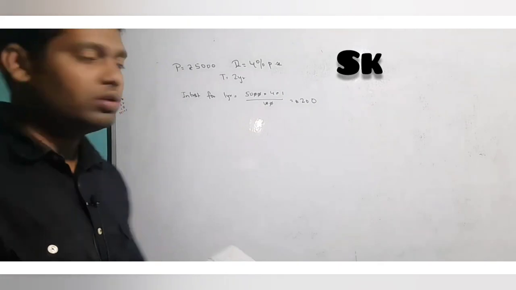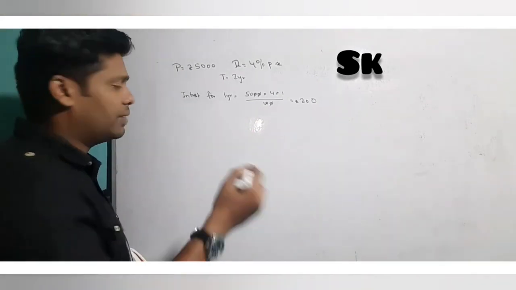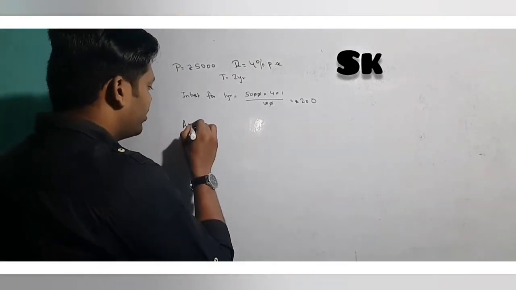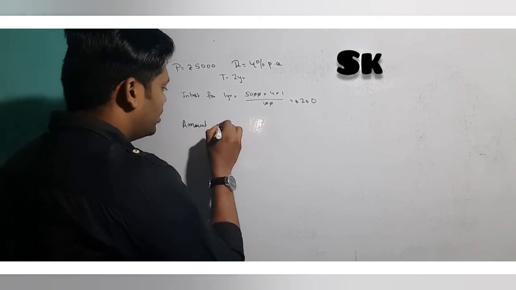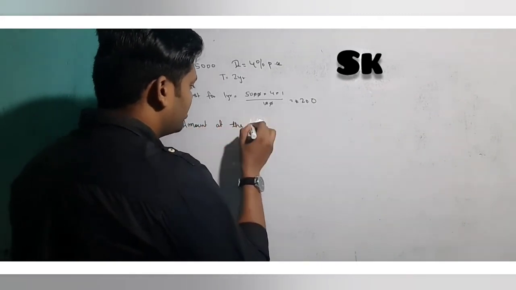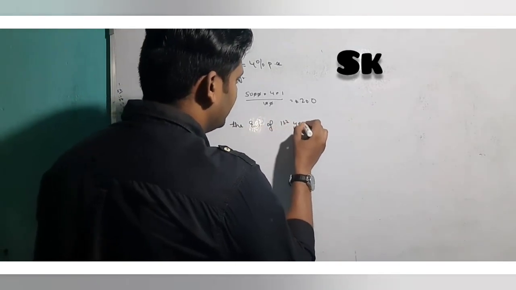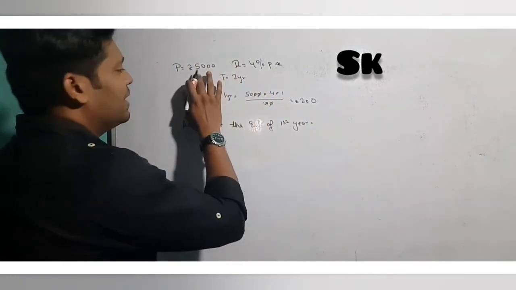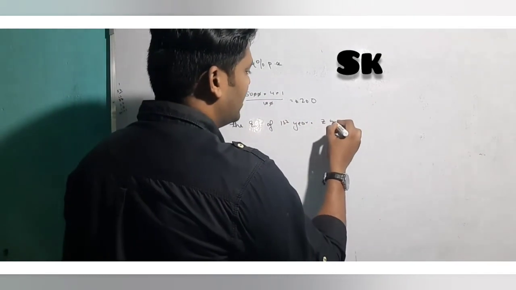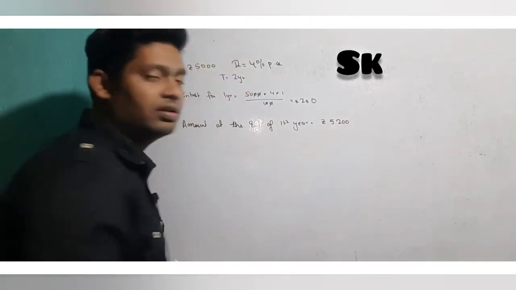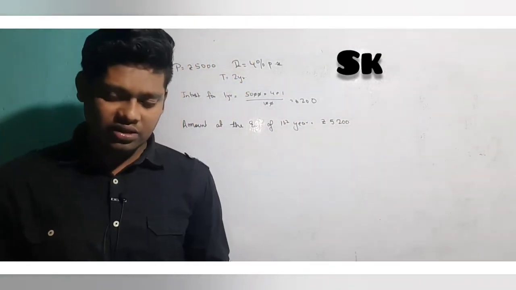So what is the amount? After taking out interest, what is the next step? Finding out the amount. Amount at the end of first year. How much? Principal plus interest. How much? Rupees 5200. Clear? This much is clear. These are basic things. Okay.